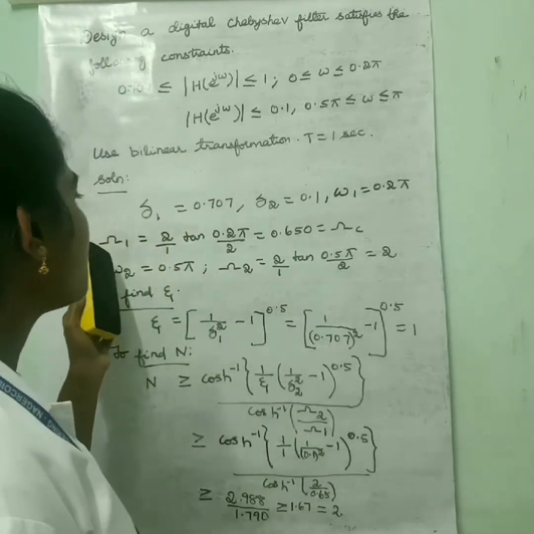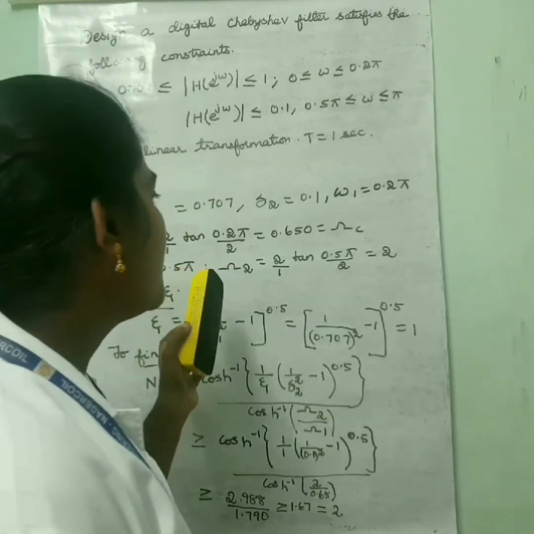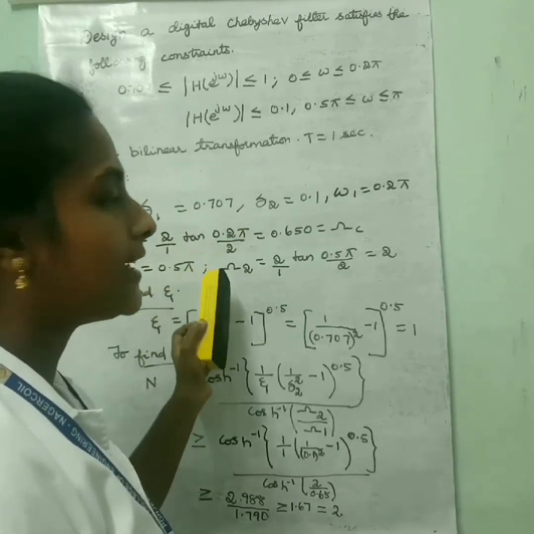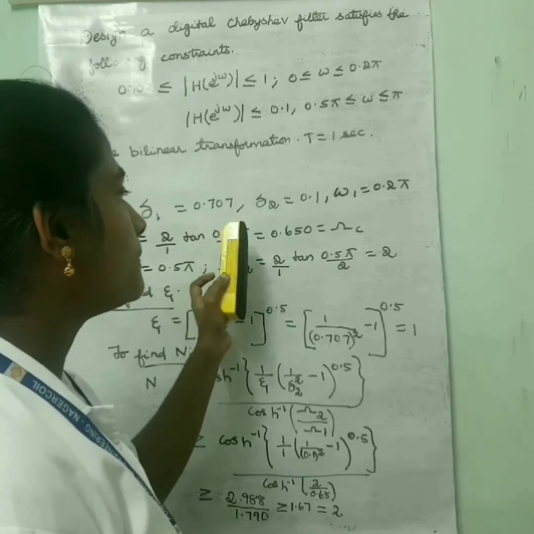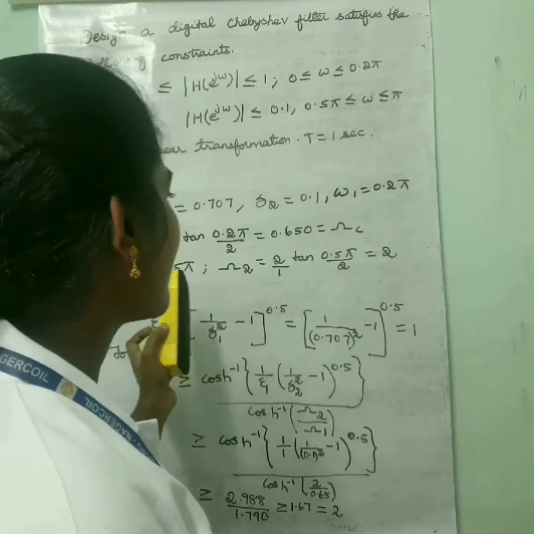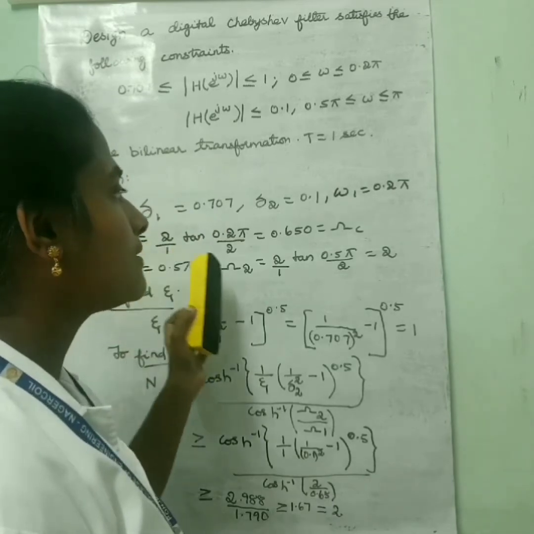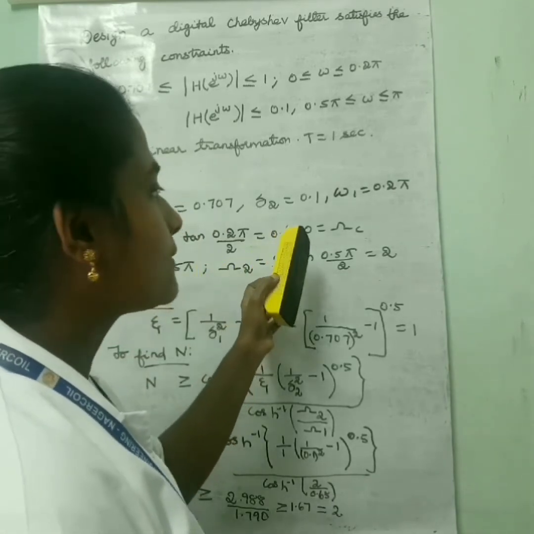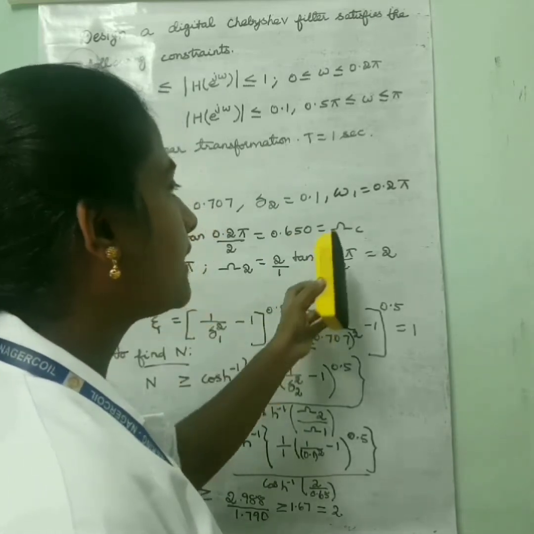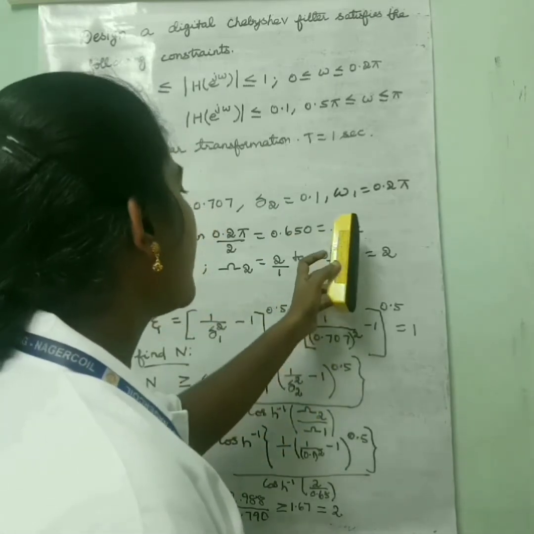So we know the formula, omega is equal to 2 by t tan of omega divided by 2, that is 0.2 pi divided by 2. Here the value of t is given, that is 1 second. So we are putting 1 here, so the value is 0.650. Generally we know that omega 1 value is equal to the cutoff frequency, that is omega c.